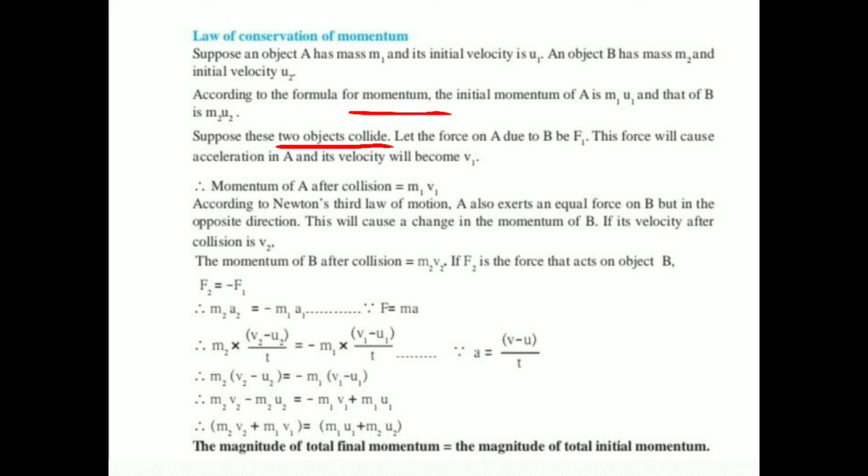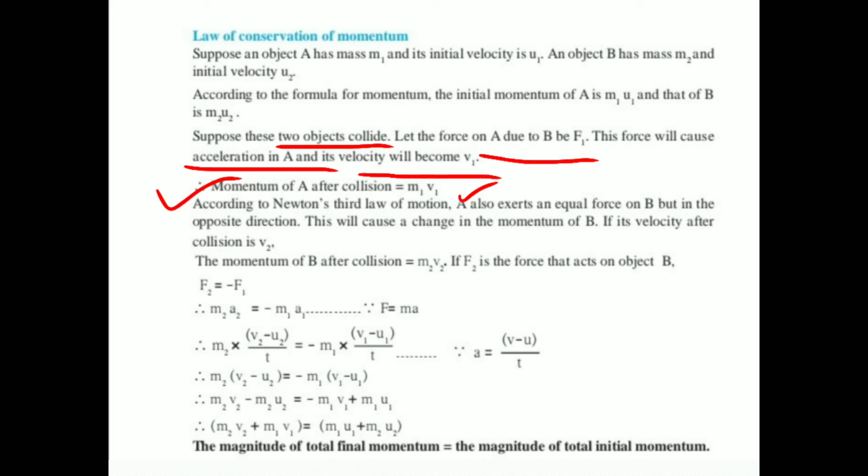So when they collide with each other, let the force on A due to B be F1. This force will cause acceleration in A and its velocity will become V1. So there is no change in mass but there is a change in the velocity. U1 was the velocity of A earlier, now the velocity is V1, and U2 was the velocity of B, now the velocity is V2. So after collision, momentum of A is m1 v1.